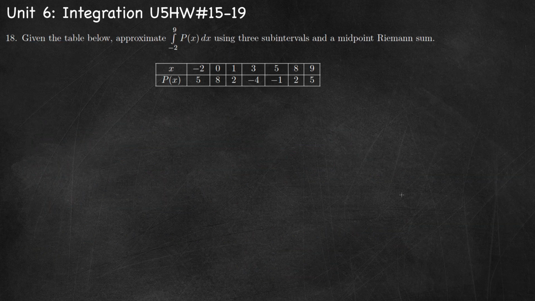Number 18, given the table below, approximate the integral from -2 to 9 of p of x dx using 3 subintervals and a midpoint Riemann sum. From -2 to 9, so the whole table, using 3 subintervals. So we'll go from -2 to 1, from 1 to 5, and from 5 to 9. Let's get the width of our intervals. From -2 to 1, that's a width of 3. From 1 to 5, that's a width of 4. From 5 to 9, that's a width of 4.